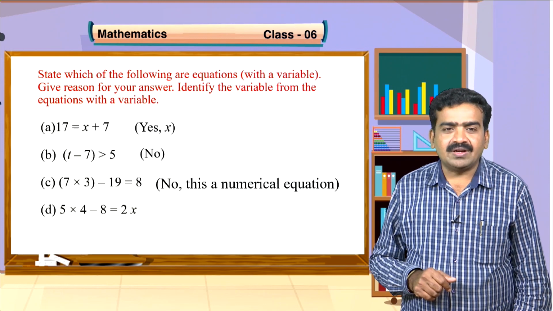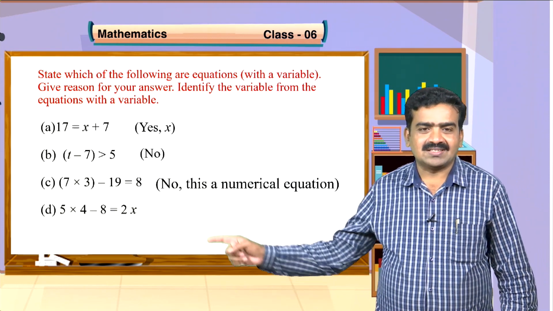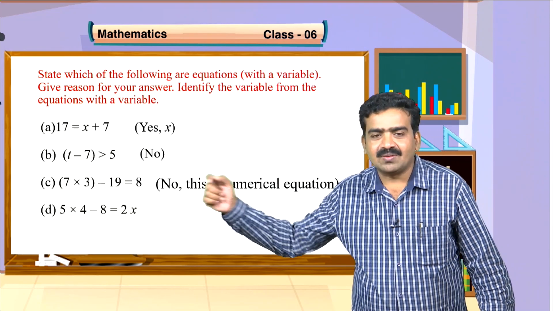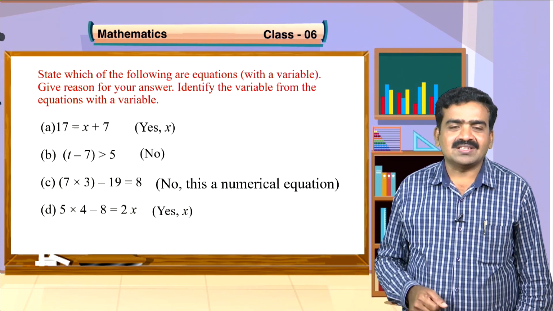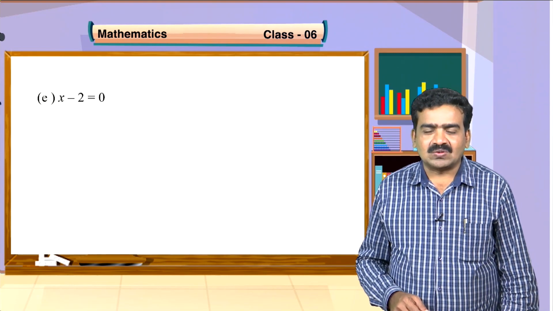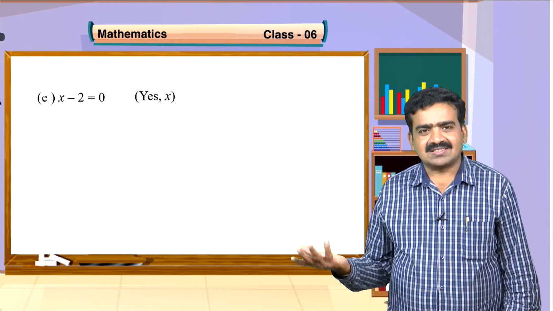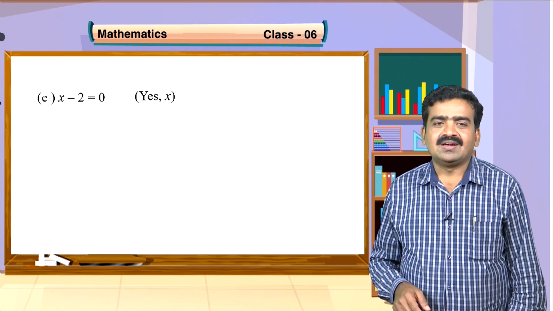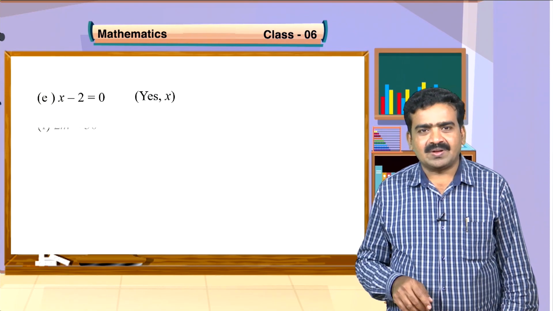Then 5 into 4 minus 8 is equal to 2x. There is an equal sign, there is a left hand side, there is a right hand side along with a variable. Therefore, it is an equation with variable x. In case of x minus 2 is equal to 0, there is a left hand side, there is a right hand side, there is an equal sign, there is a variable. Therefore, it is an equation with variable x.